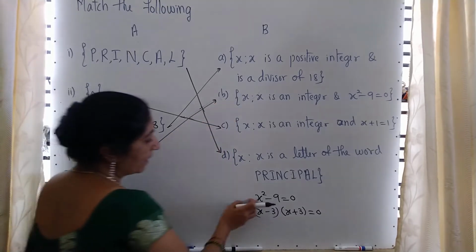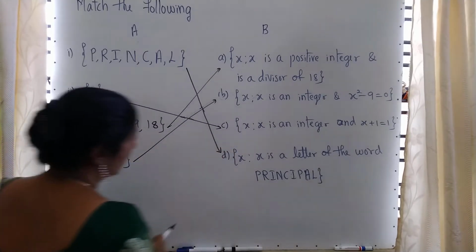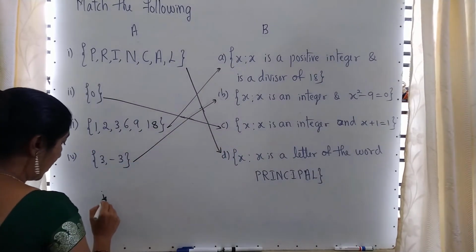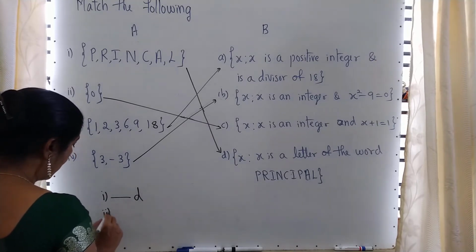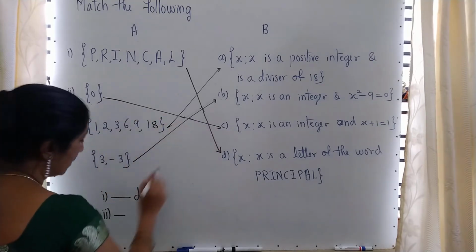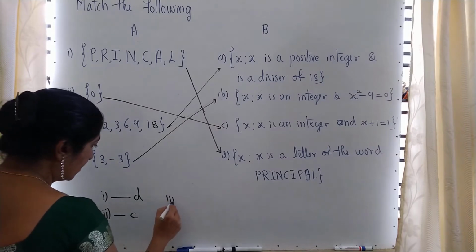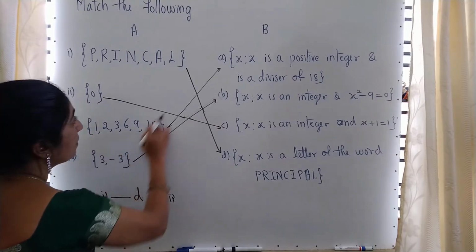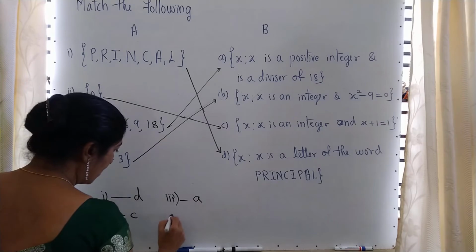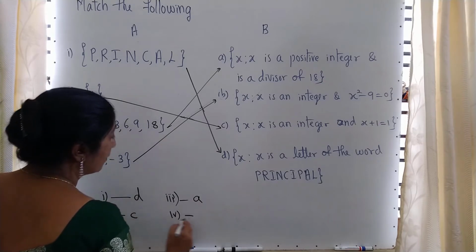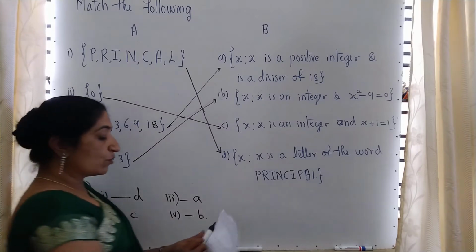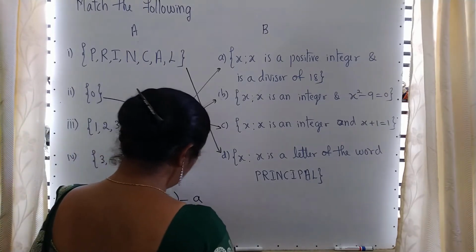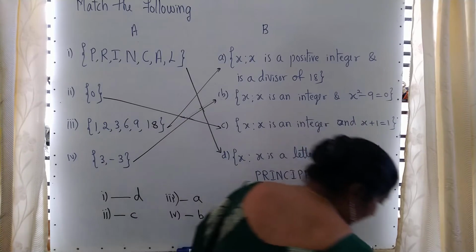In systematic way, it is written like this. One is related with D. Second one is related with C. Third is related with A. And fourth one is related with B. See, isn't it very simple? Next, moving to the next one, that is empty set.